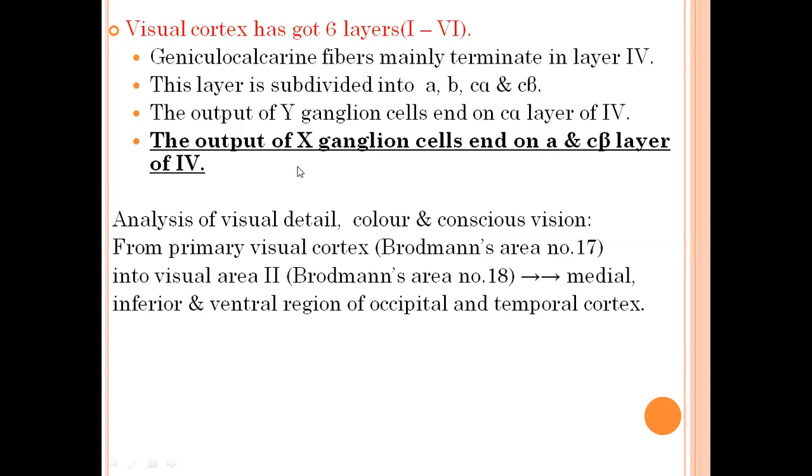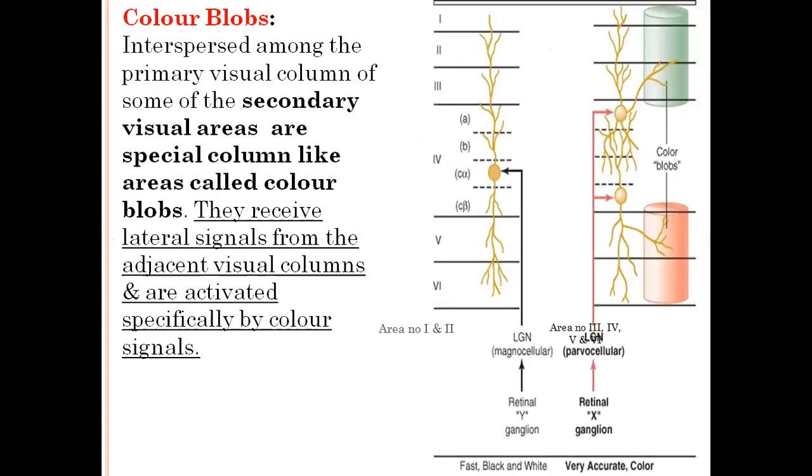Okay, so from here the area number 17 and area number 18, the fibers send information to the occipital and temporal cortex. Okay, so this is about the perception of color vision. In what stage does the perception of color vision take place? First in the X type of ganglion cell, second with the parvocellular pathway in the lateral geniculate body, and finally in the visual cortex, specifically on the layer number 4A and 4C beta.